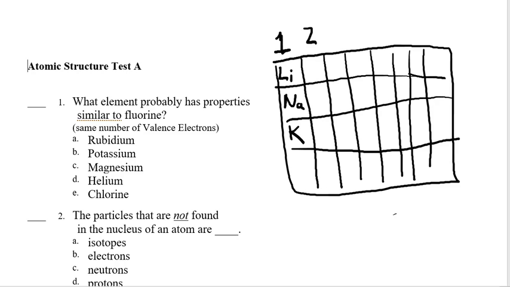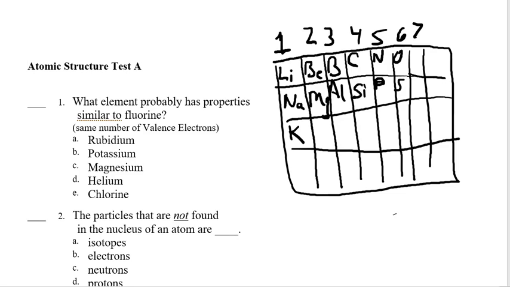2 valence electrons would be, say, beryllium, magnesium, 3 valence electrons. Now we have to skip over to boron, and then aluminum, and then 4 valence electrons, carbon, and silicon, etc. 5 valence electrons would be nitrogen and phosphorus, 6 valence electrons, oxygen, sulfur. 7 valence electrons would be fluorine, chlorine, and then 8 valence electrons, things like neon, argon, and so forth.